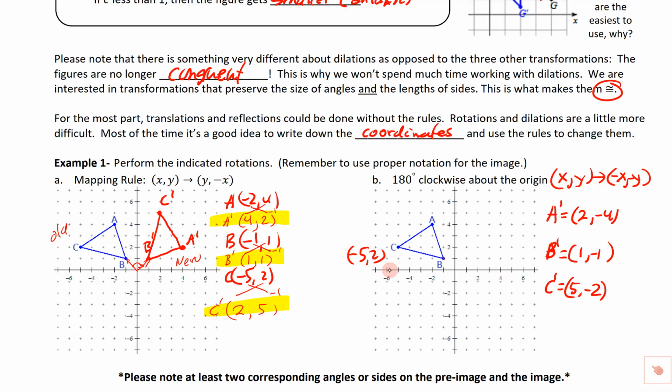So let's see what happens here. This should be recognizable as a 180 degree rotation about the origin. So let's see what we've got. 2, -4, so 2 and -4 right here. So there's A prime. 1, -1, so right here there's B prime. And then 5, -2, over 5 and down 2, so there's C prime.